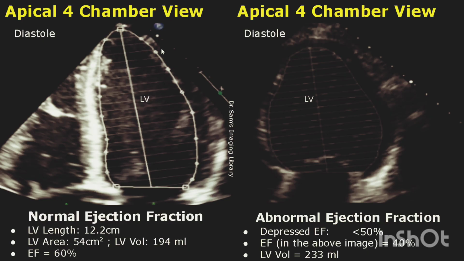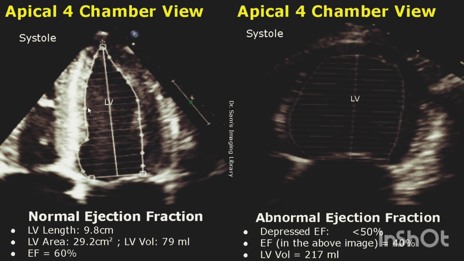The image on the right is of an abnormal ejection fraction. You can see a dilated left ventricle. The end diastolic left ventricle volume is 233 milliliters. These images are of the same case. These measurements are taken at systole.